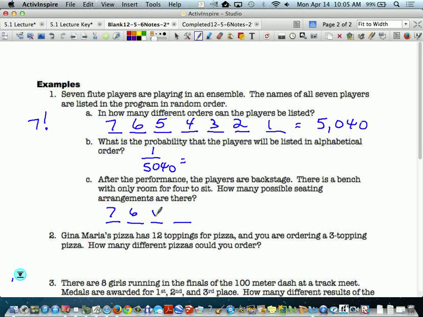7, 6, 5, 4, which implies 7 people do a permutation, put 4 on the bench. That's one way to think of it, right? What do we get over here? Whether you do 7P4 or 7 times 6 times 5 times 4, what do you get? Is it 840? Yeah, you. All right.